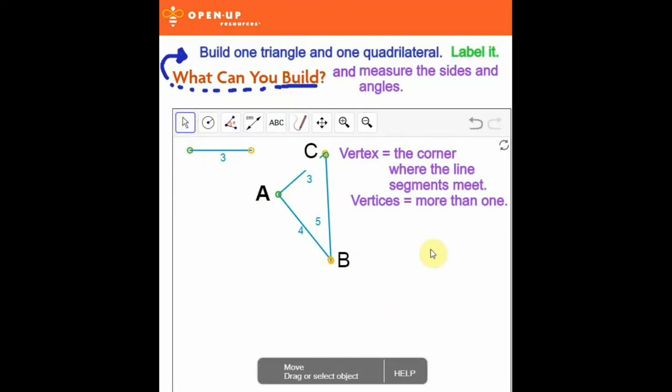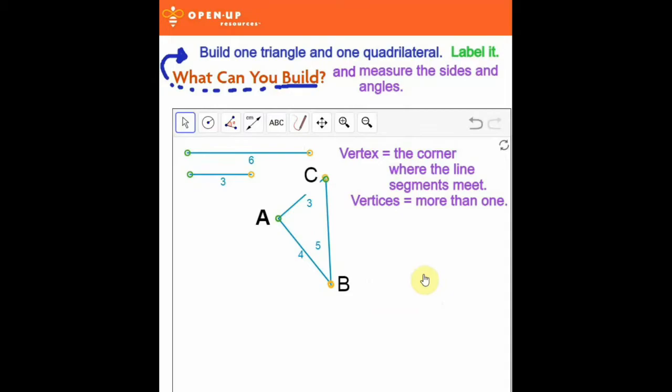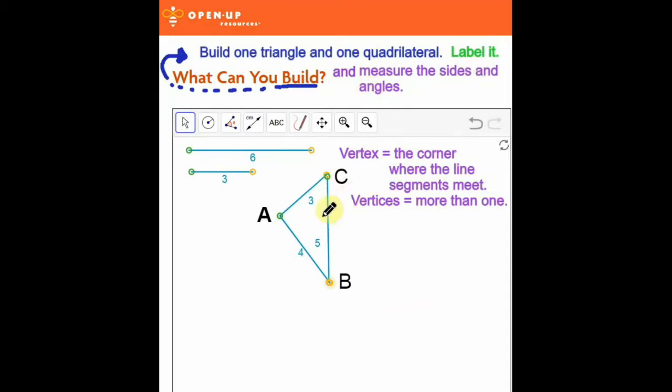And then we can also move our page by clicking on the page and moving it down. Now, next part, measure the sides and the angles. Well, luckily for us, they already measured the sides for us. This side right here, AC, is 3 units. AB is 4 units in length. And the 5 seems to have slid over, but it's really this segment here, BC, is 5 units. So the length is already taken care of.